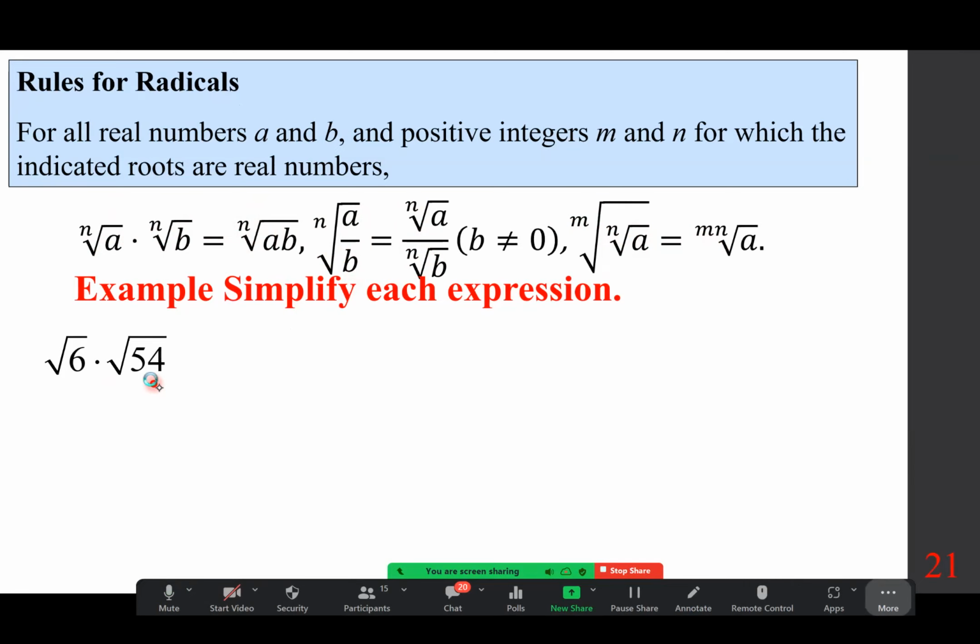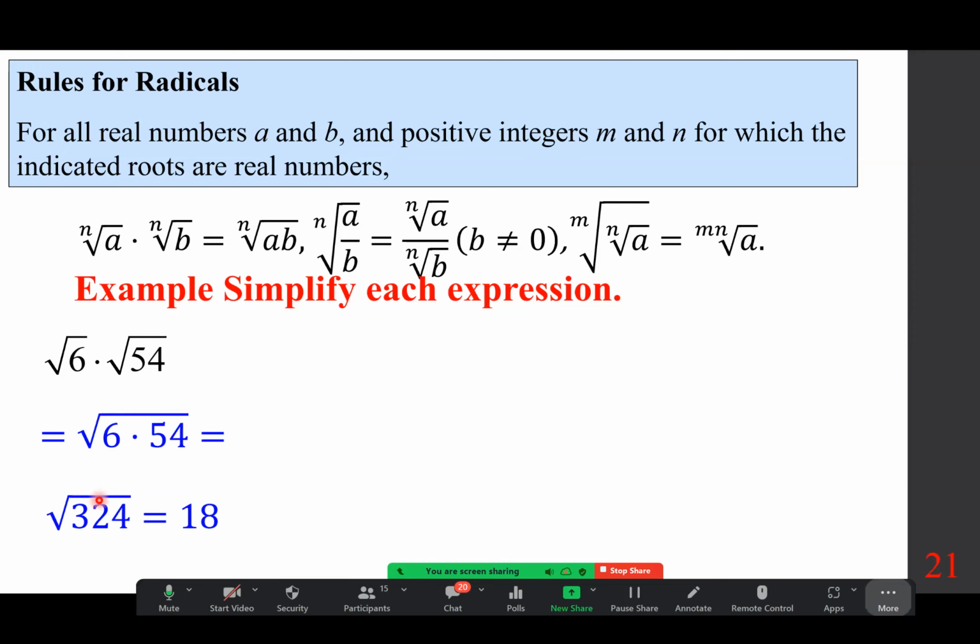And it becomes 6 times 54, which is 324, and the square root of 324 is 18. But even if the number is large and we don't want to go that route, can we do it by factoring? So I want to show you a different method, how you come up with the answer by factoring.